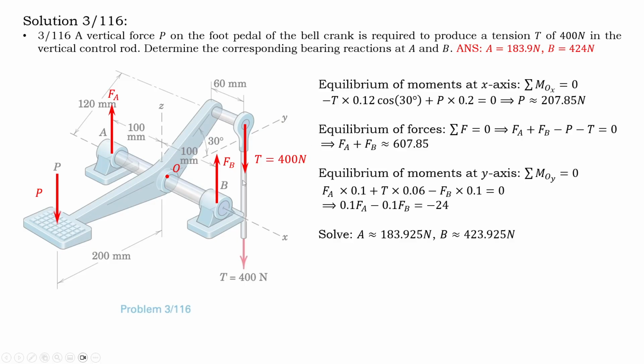The summation of the forces in the z-axis. I forgot to put z-axis, but it doesn't matter here because we don't have Fx and Fy. So we just put FA and FB in the vertical direction and upward. We assume that they are positive, both of them. So it will be FA plus FB minus P minus T equal to 0.